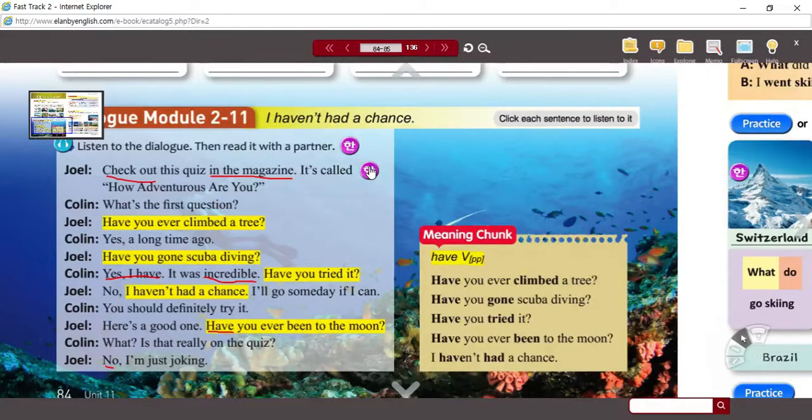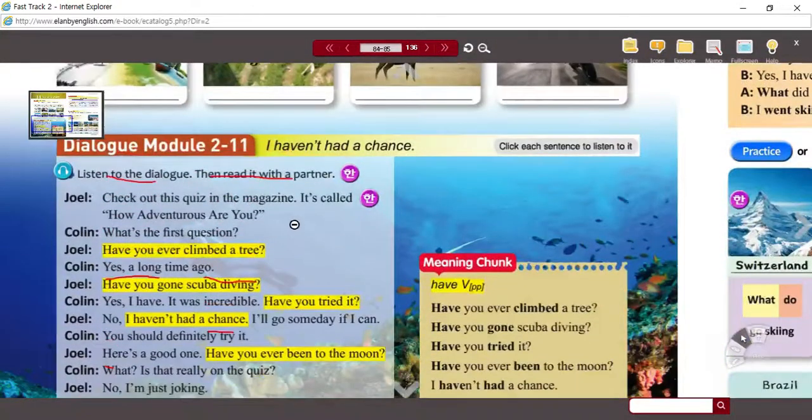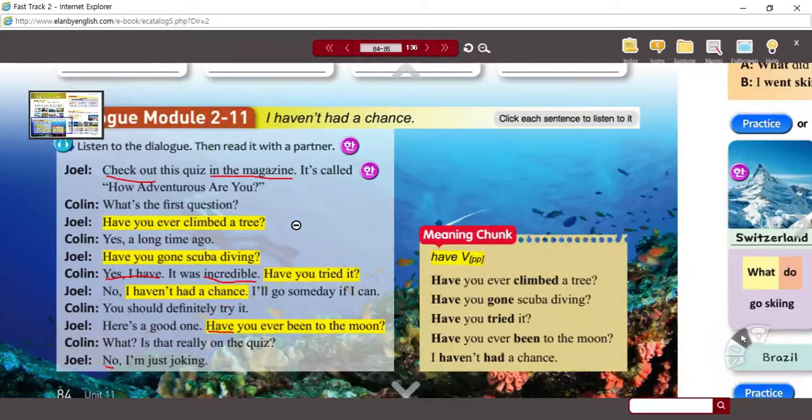Right. So you can see from the questions in the first activity here, we looked at statements. Here we see a number of questions dealing with people's pasts. And you can see that particularly in the meaning chunk portion here at the side. All right. So, have you ever climbed a tree? Okay. Have you gone scuba diving? Have you tried it? Have you been to the moon? Okay. So these are questions asking about your experience.